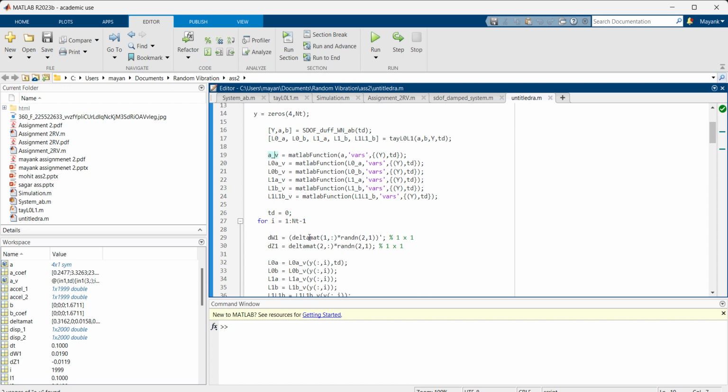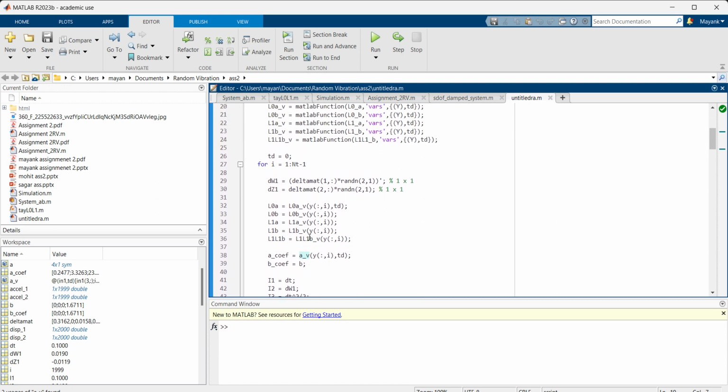This is a loop where I will calculate at t equals I plus 1. So at I equals to 1, it will calculate dw1, the delta matrix. This means all the first rows of all the columns are multiplied by a random 2 comma 1 vector, and similarly for this, and this is L naught.